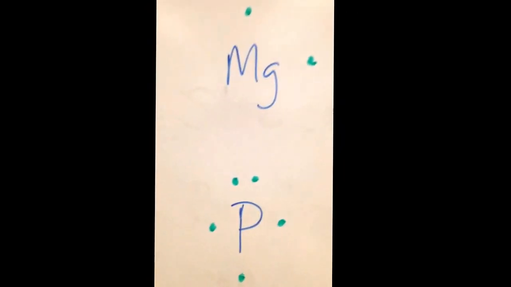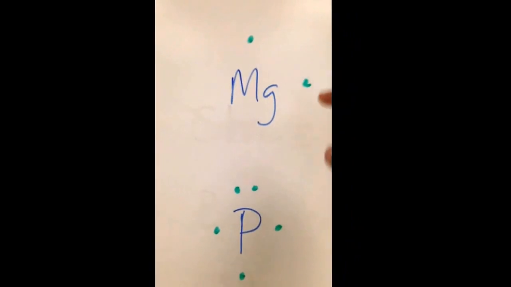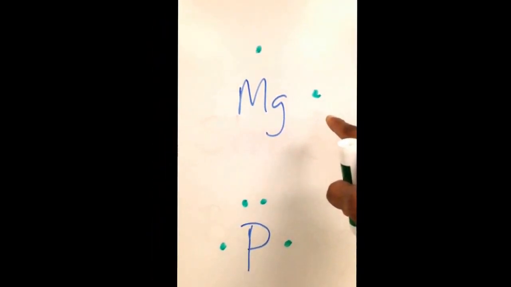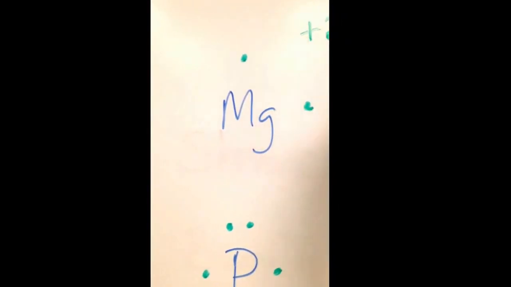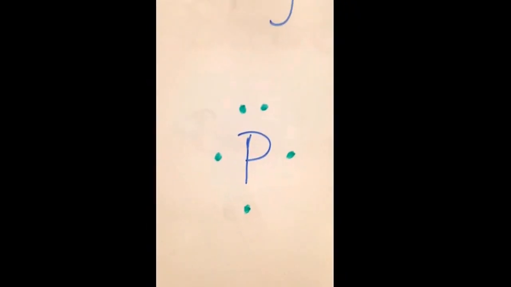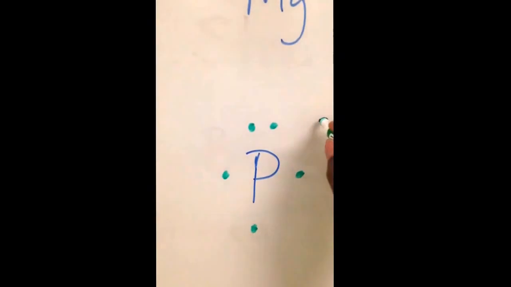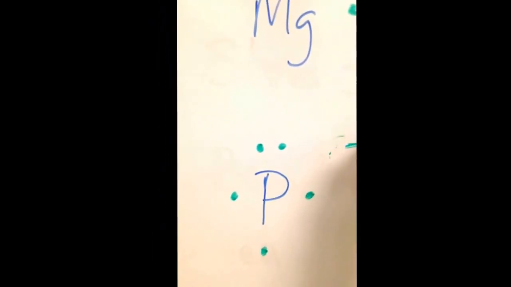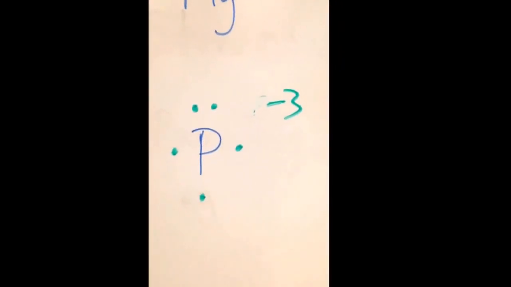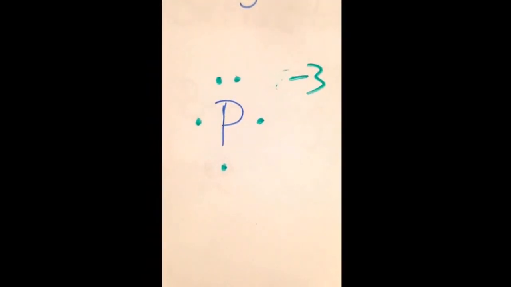As you're going through, I also want you to note the charges. So magnesium has 2. We're gonna lose 2 as opposed to gaining 6. So we're gonna have a +2 charge on your magnesium. Phosphorus has 5 already, so it's gonna want to gain 3. Gain 3 to fill up its octet, so we're going to have a -3 charge. Just keep that in perspective here.